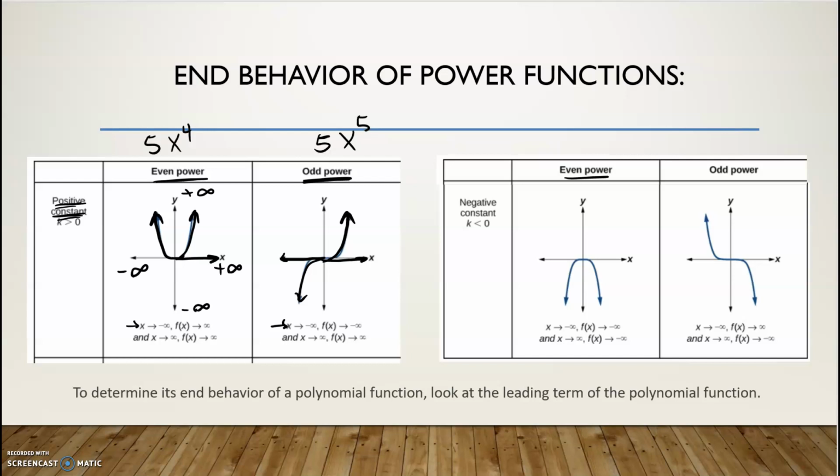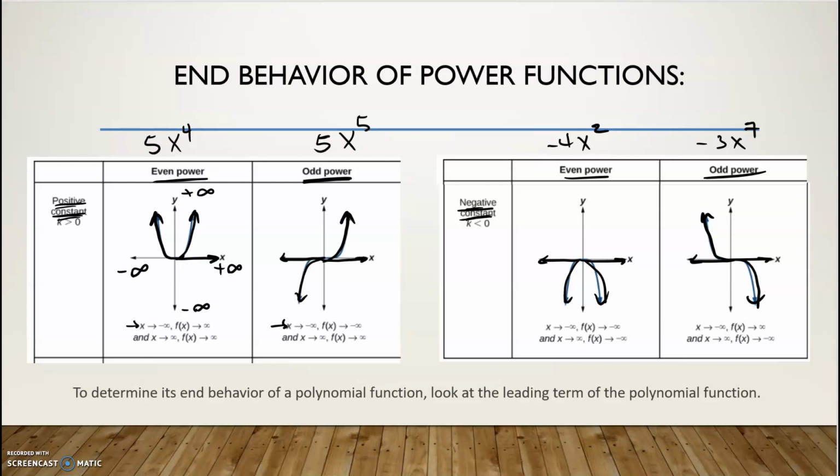Now, if you've got an even power and a negative constant, so say negative 4x raised to 2, then as x goes to negative infinity, your function will go to negative infinity. As x goes to positive infinity, your function will go to negative infinity. If you've got an odd power and a negative constant, so negative 3x raised to 7, as x goes to negative infinity, your function will go to positive infinity. As x goes to positive infinity, your function will go down to negative infinity.